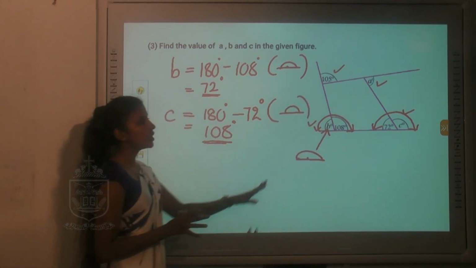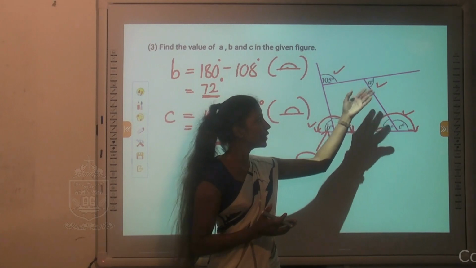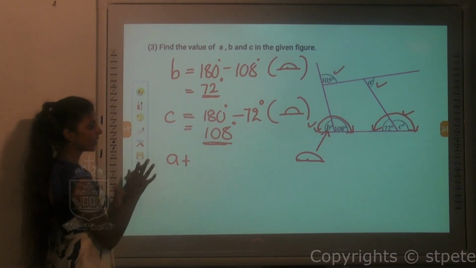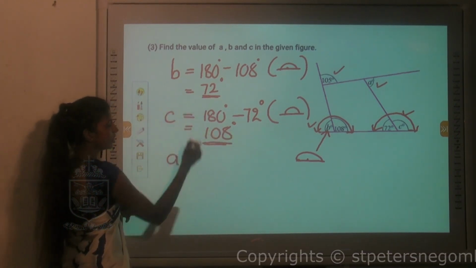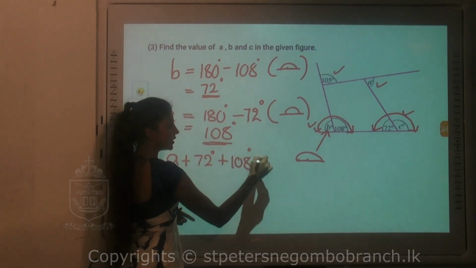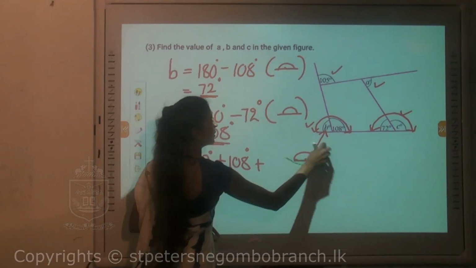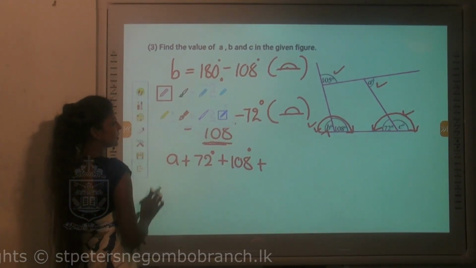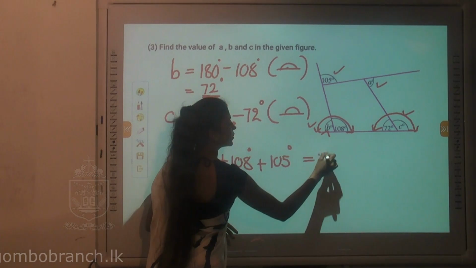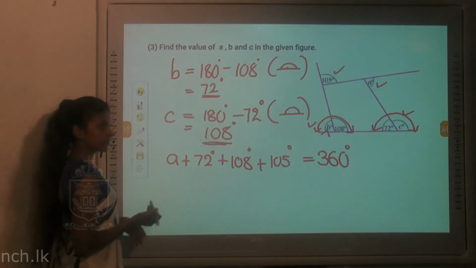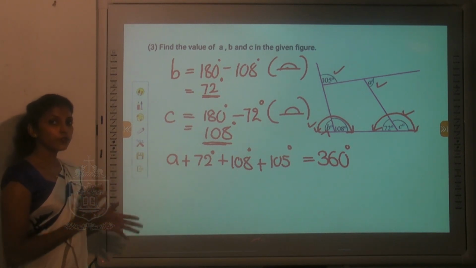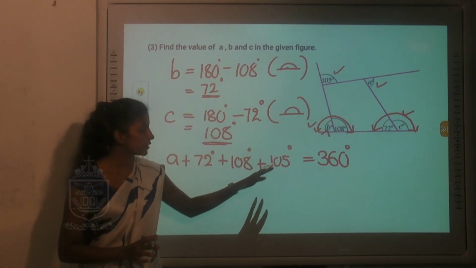Now we have already found B angle and C angle. Our next step is to find the A angle, which is the last unknown. So we can add all four angles. We already found the value of B angle, that is 72 degrees, and C angle, that is 108 degrees, and one unknown angle is there, and one known angle is there, that is 105 degrees, which is equal to 360 degrees. So altogether, you all have to check very clearly whether you have added all the four exterior angles properly. So these are all exterior angles.